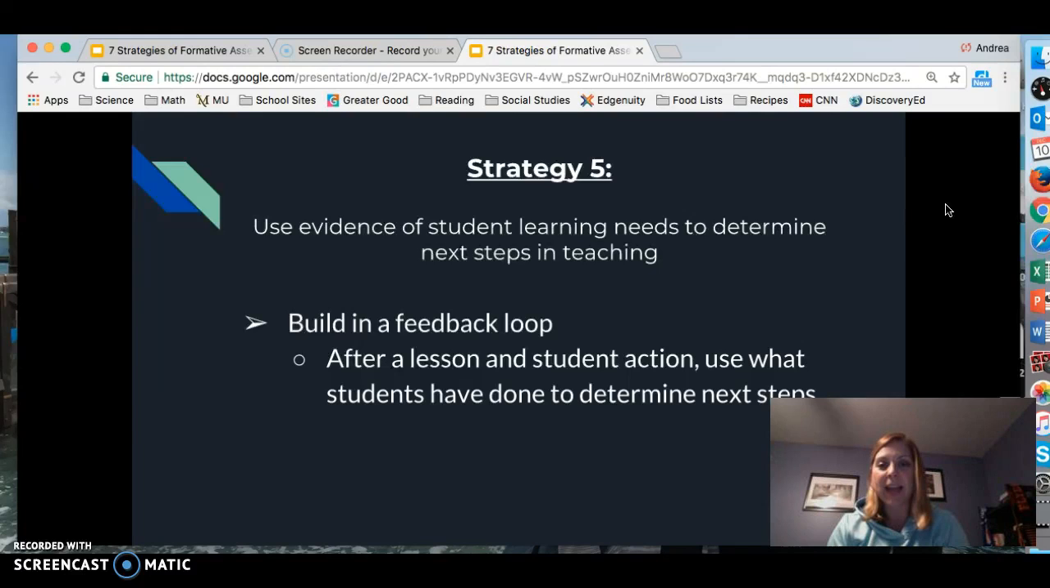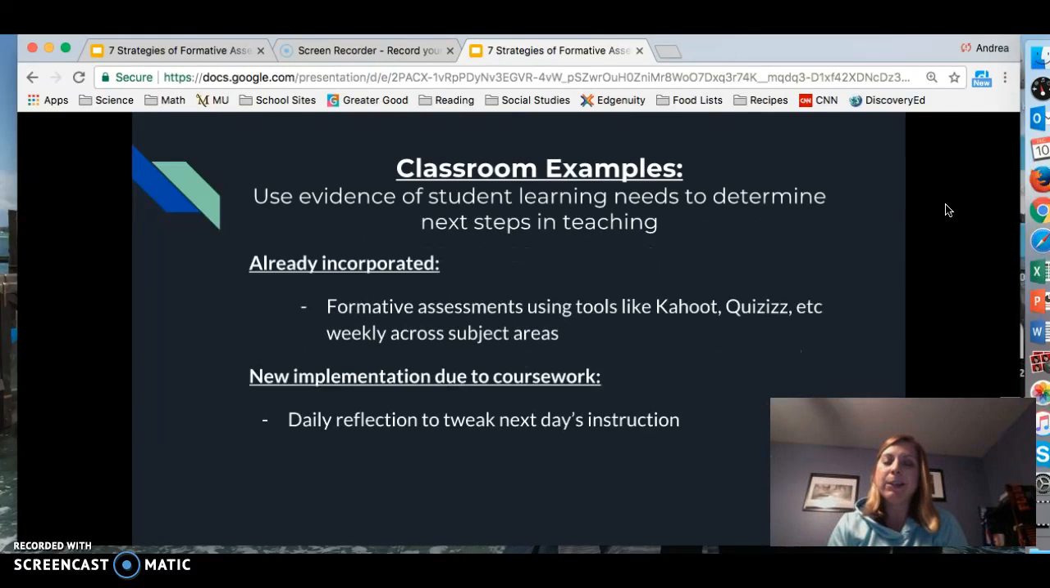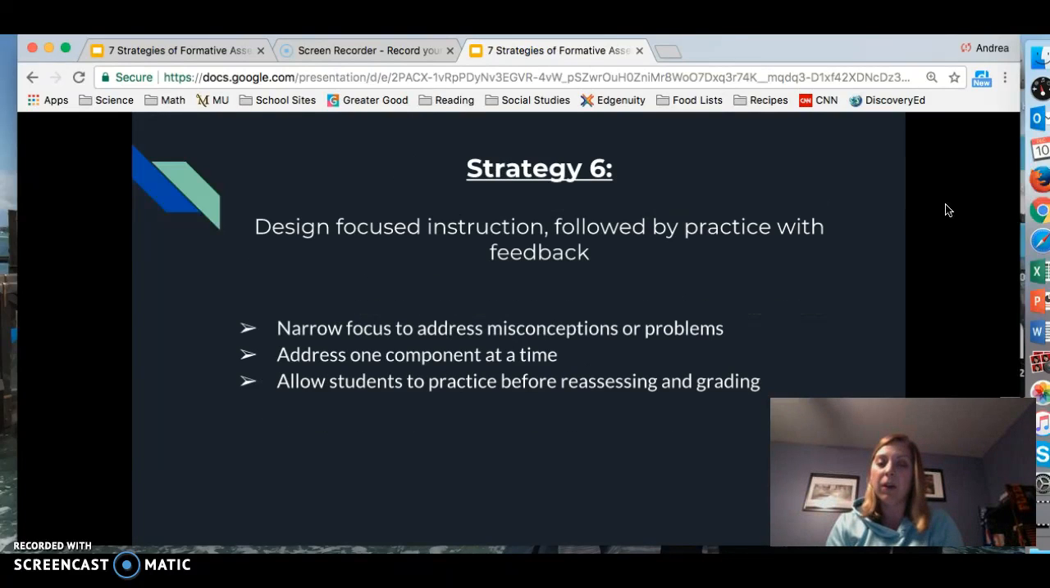Strategy 5, using the evidence of student learning to determine my next steps. This is something that I've always felt like I've done fairly well, using some of those formative assessment tools like Kahoot and quizzes. But now I really take a lot of time at the end of each day to reflect and think, what went well today? What can I focus on tomorrow?